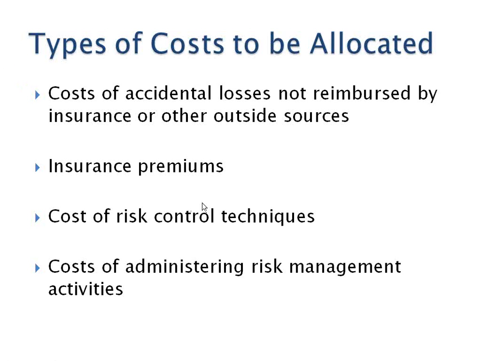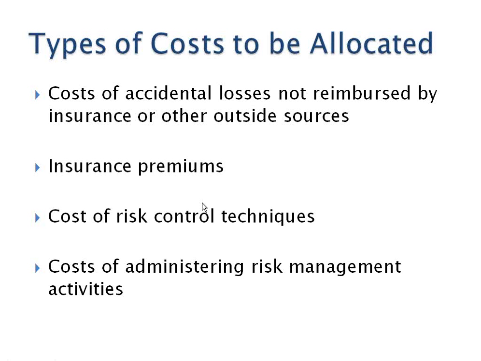So, going back to the types of costs to be allocated, there are typically four costs that we can allocate. First, the cost of accidental losses that are not reimbursed by insurance or other outside sources. In other words, it's what you're retaining. Other outside sources might be, if someone hit a car, you might get reimbursed by the third party or the other insurance company. So any of your retained losses you can allocate.